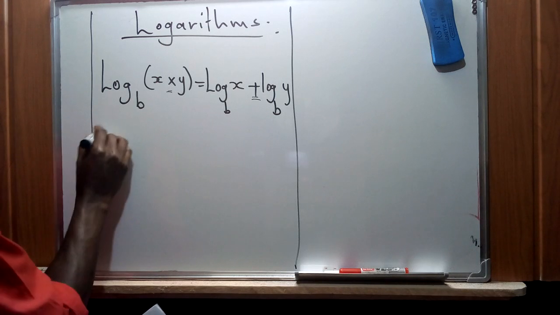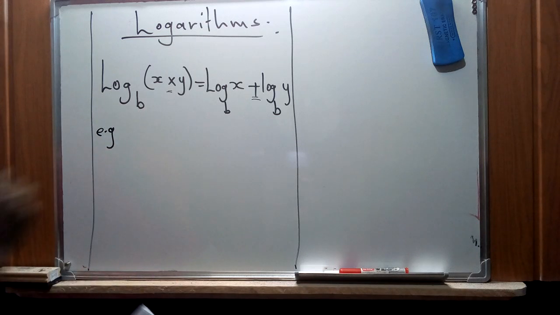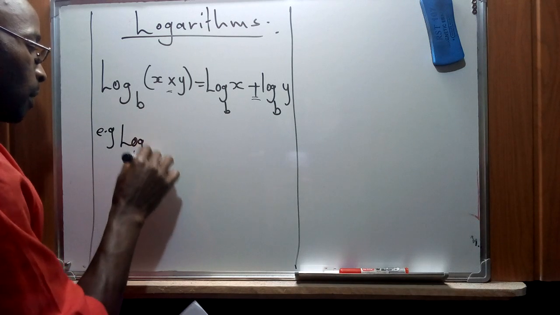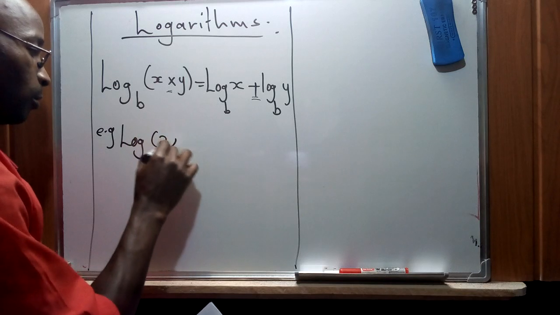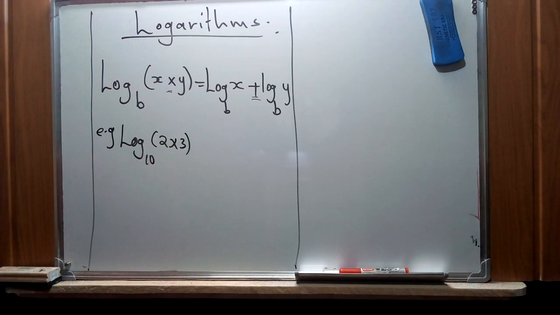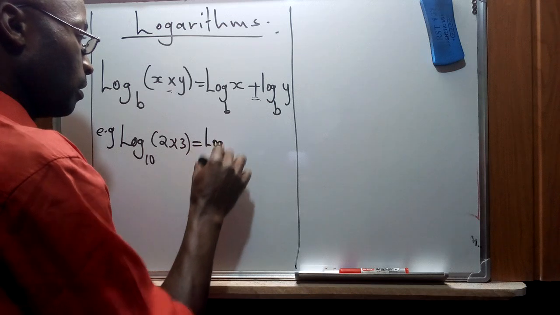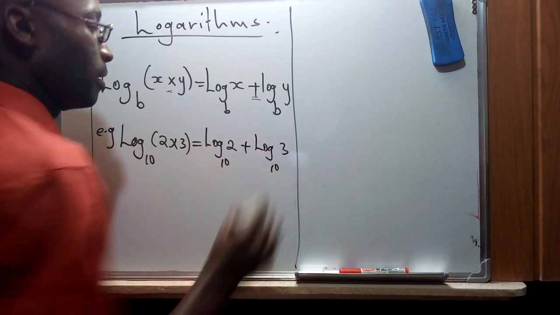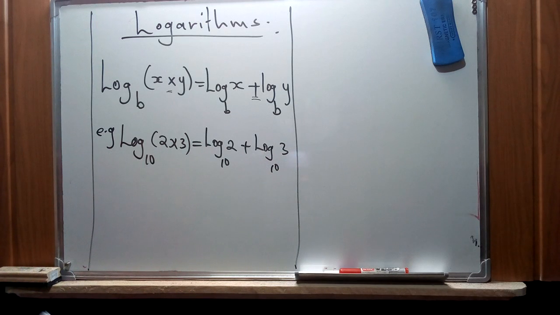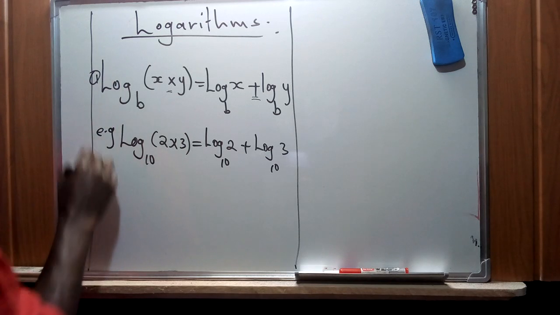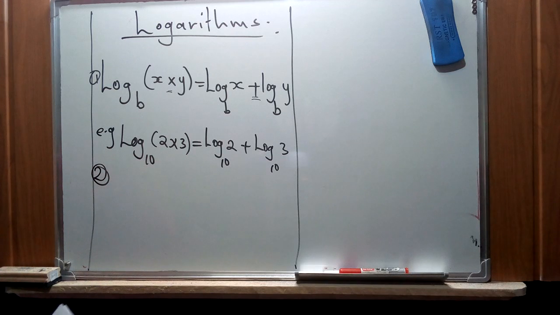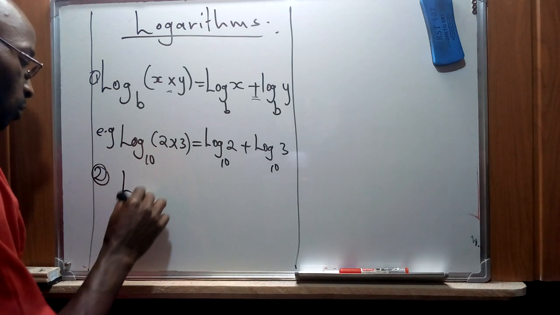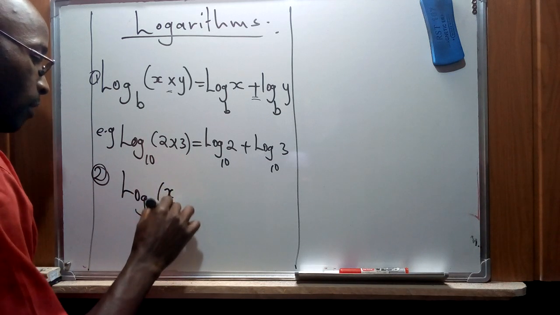For example, we have log to base 10 of a product of 2 times 3. This can be written as log to base 10 of 2 plus log to base 10 of 3. Therefore, the sum of those two logs gives us the log of the product, which is equivalent to that. Now, suppose this is example number 1. For number 2, suppose we have a fraction that is log to base b of x over y.